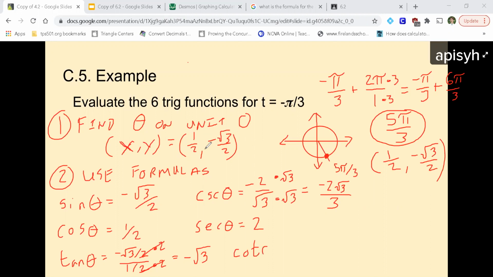Cotangent is the reciprocal of tangent, so it'll be negative 1 over the square root of 3. And again, WebAssign will accept that as an answer, but we can rationalize it very quickly by multiplying by the square root of 3 to get a final answer of negative square root of 3 over just 3.